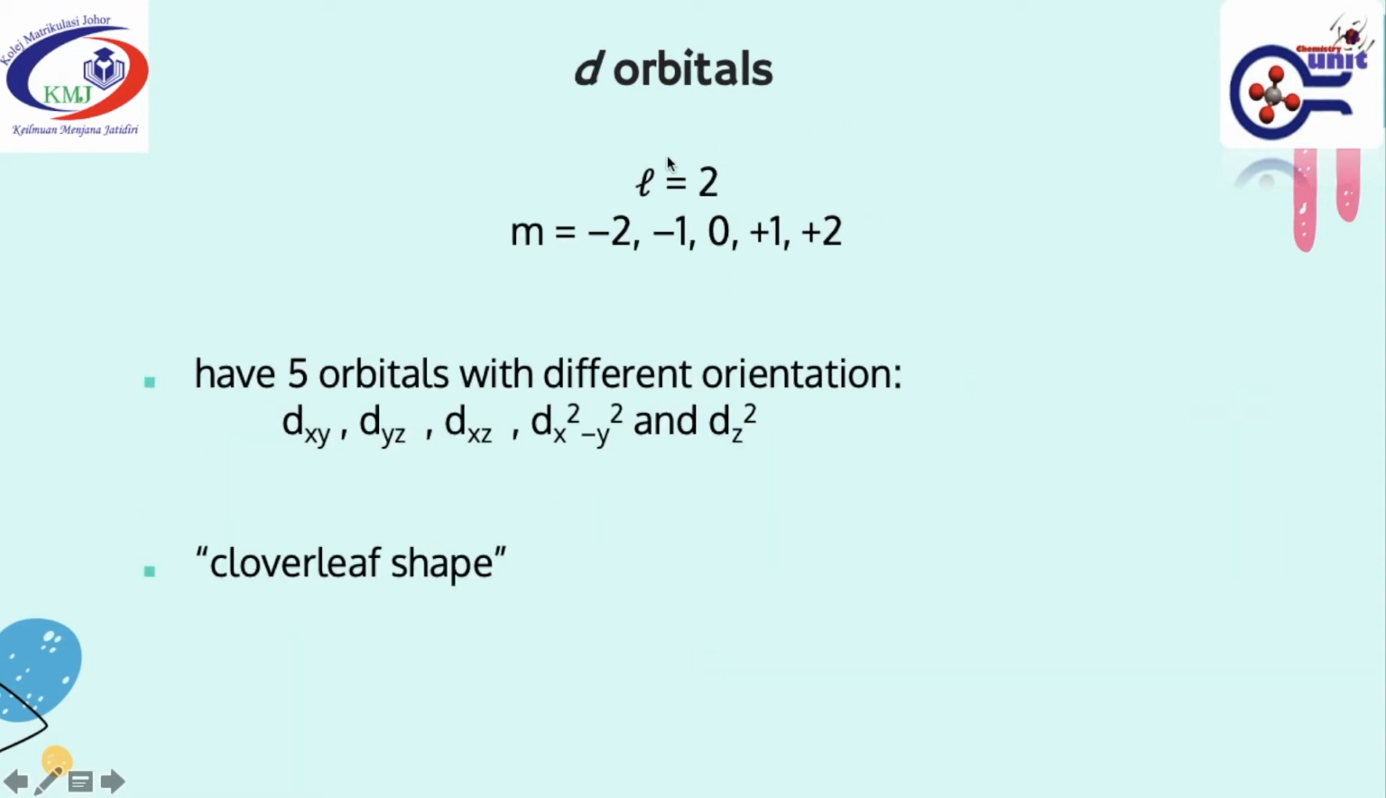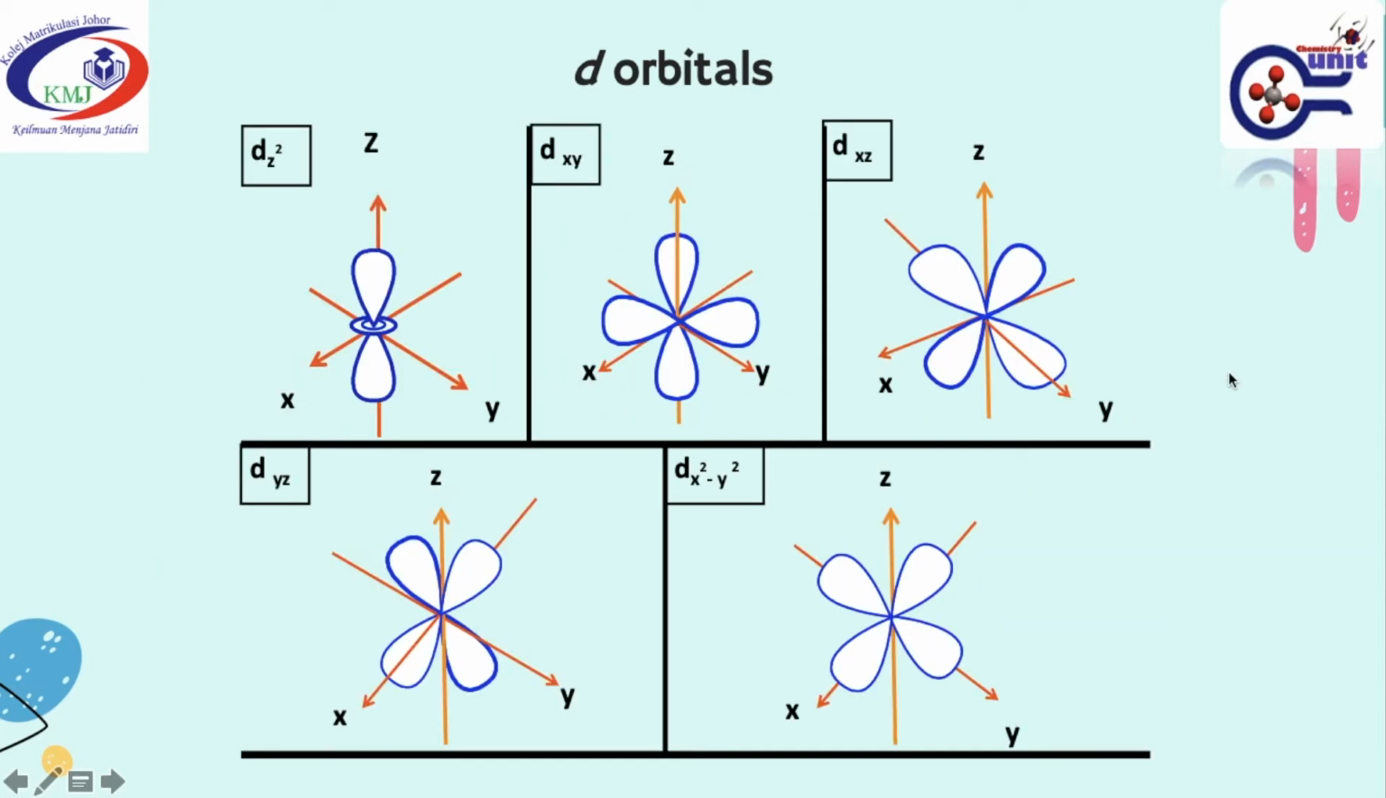D orbitals when L is equal to 2, M is equal to negative 2, negative 1, 0, positive 1, and positive 2. D orbitals have 5 M values. So, it means D orbitals have 5 different orientations: dxy, dyz, dxz, dx square y square, and dz square. They are clover leaf shape. These are the examples of 5 different orientations of d orbitals.